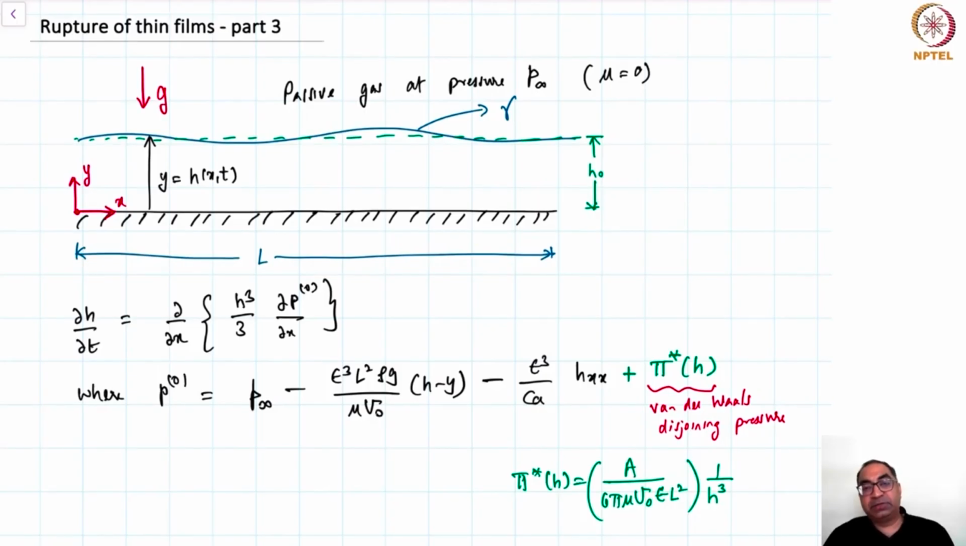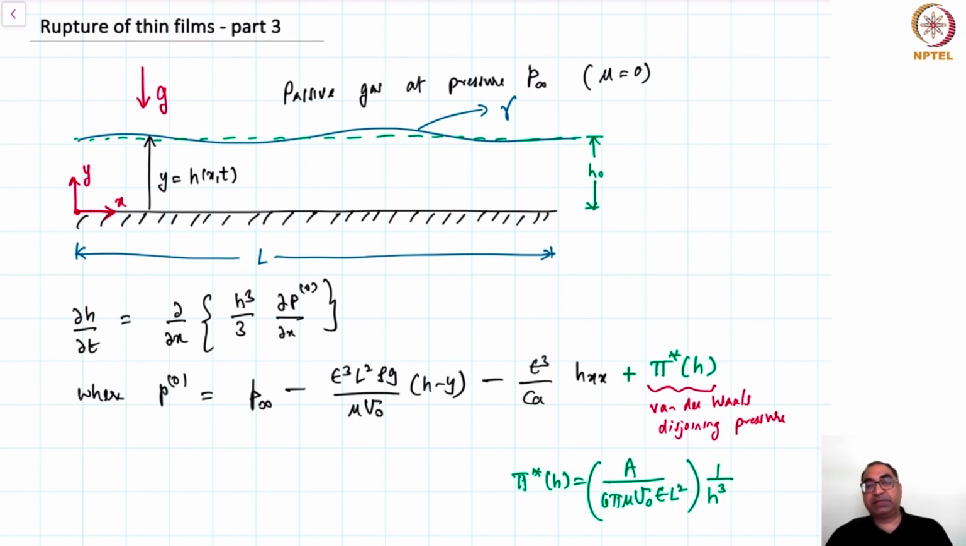This is the concluding lecture on the topic of rupture of thin films. In the previous lectures, we have derived the evolution equation for the thin film equation. The height of the thin film is given by this partial differential equation involving time derivatives of height, which is related to the pressure gradient in the thin film. The pressure term involves the atmospheric pressure above the thin film, the hydrostatic pressure because of gravity. Then we have curvature terms, which is because of surface tension.